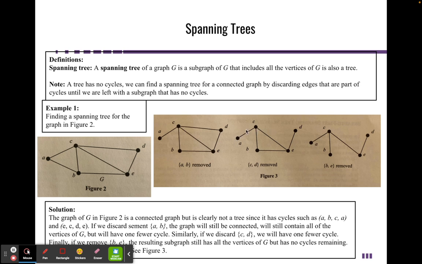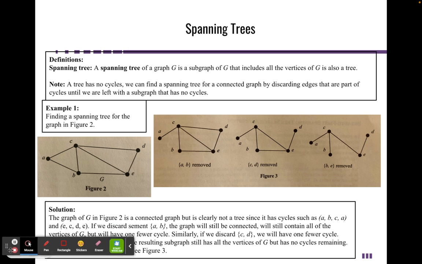All right, so now that's taken away, but we still have a cycle inside of here. We still could go from C, D, E back to C, B, excuse me, E back to C. So to finish off, we remove BE at the very bottom. So now we have a tree because the tree has no cycles in it. So we have the inability to start at one place and cycle through without traveling over edges more than once. We can see that the resulting subgraph still has all the vertices of G, but it has no cycles remaining. The result is a spanning tree. And that's our figure 3.